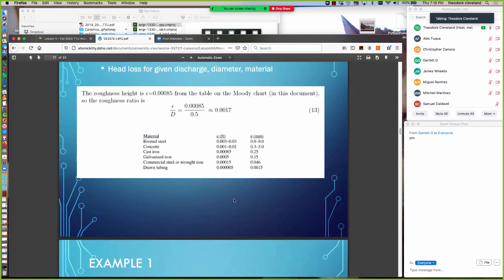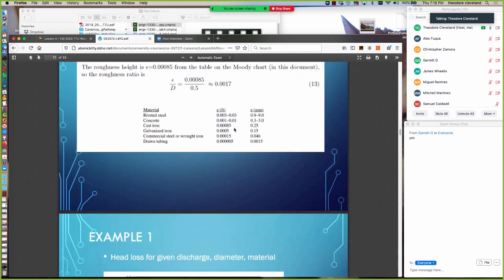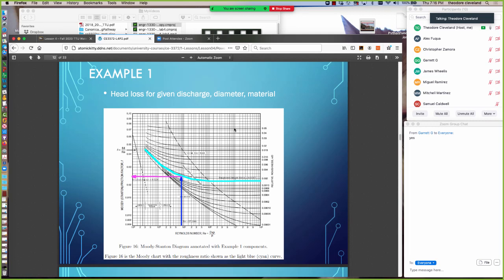And then we would compute the roughness ratio by looking up the roughness height, 0.0085 from the table, and then that produces a roughness ratio of 0.0017. And now we have all we need to use the Moody chart.